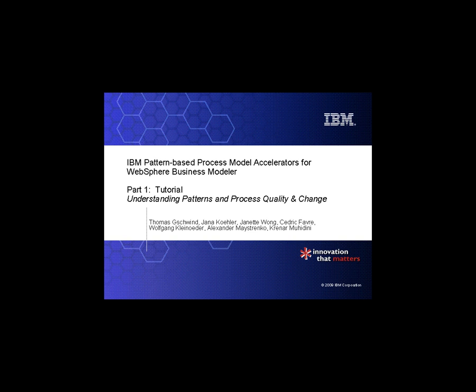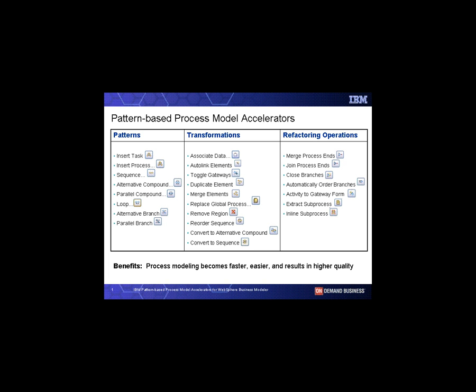This is a demonstration of the IBM pattern-based process model accelerators for WebSphere Business Modeler. The accelerators comprise a set of patterns, transformations, and refactoring operations that you can use when you create or edit process models using WebSphere Business Modeler. As you will see in this demonstration, the accelerators make process modeling easier, faster, and the process model that you produce will be of higher quality.